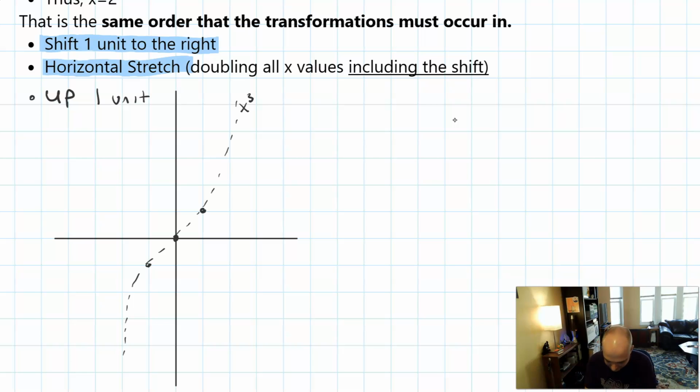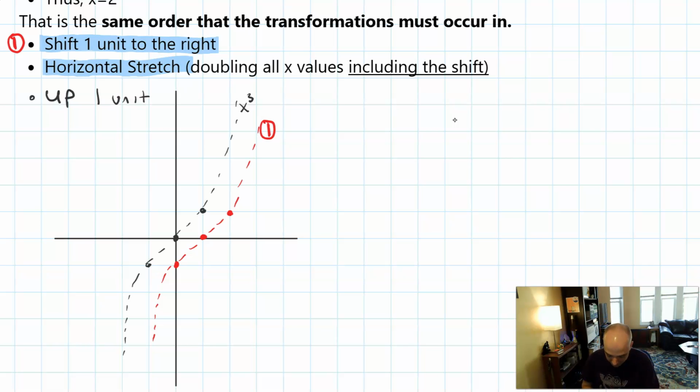Then I'm going to take those points and shift them to the right 1 unit. Everything would move over like this, and we would have a graph something like this. That would be step 1. Then I'm going to do the horizontal stretch.